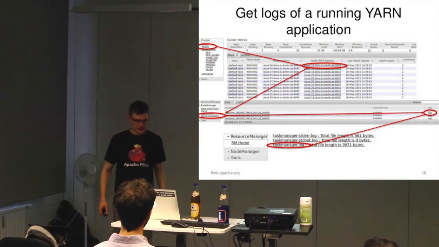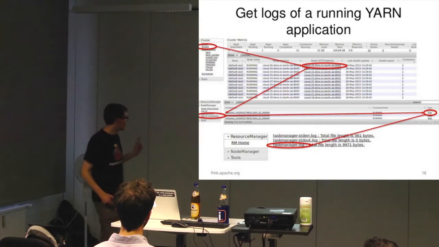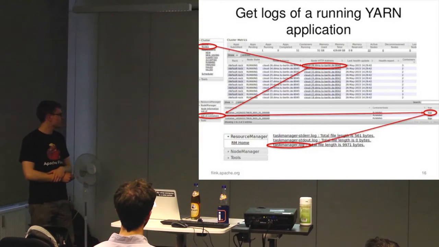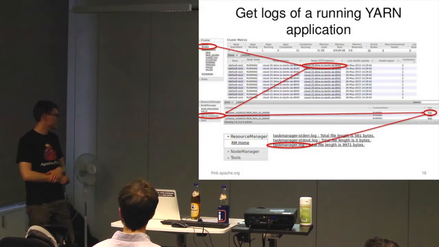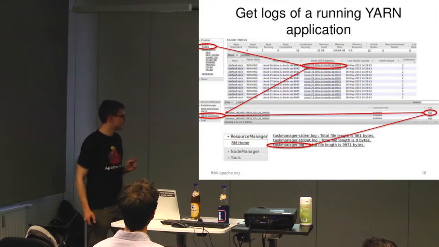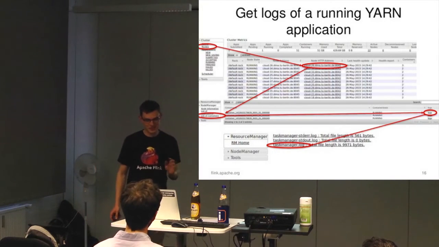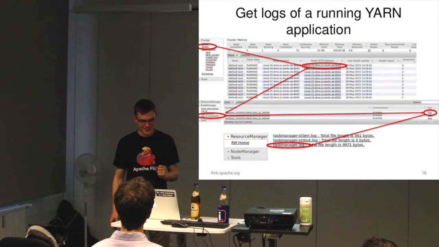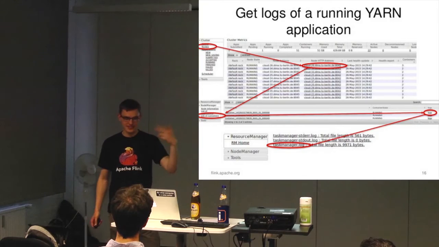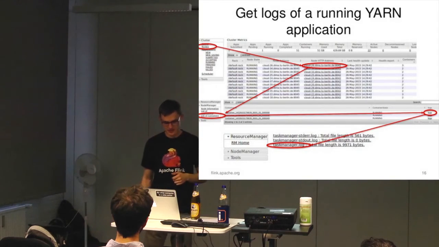Getting logs on a running application is also doable. For that, you have to select the machine. Then you go to the list of running containers, and there you can click on logs and then get the log file while the application is running. So it looks complicated, but it's not so hard if you've done it a few times. And it allows you to have a look at the stuff as it is written by the system.